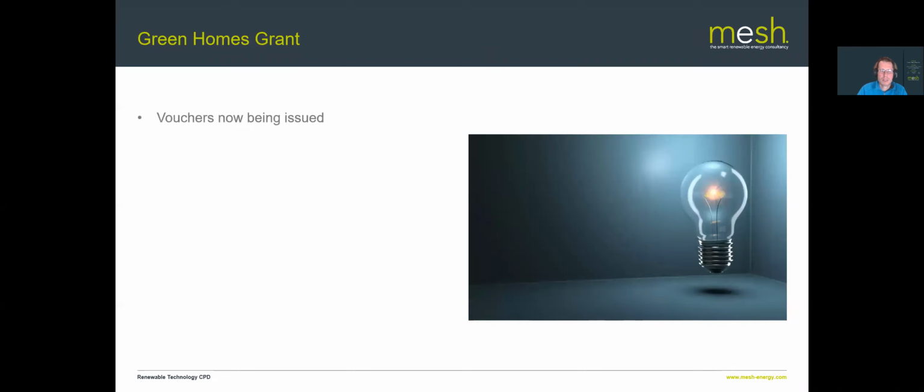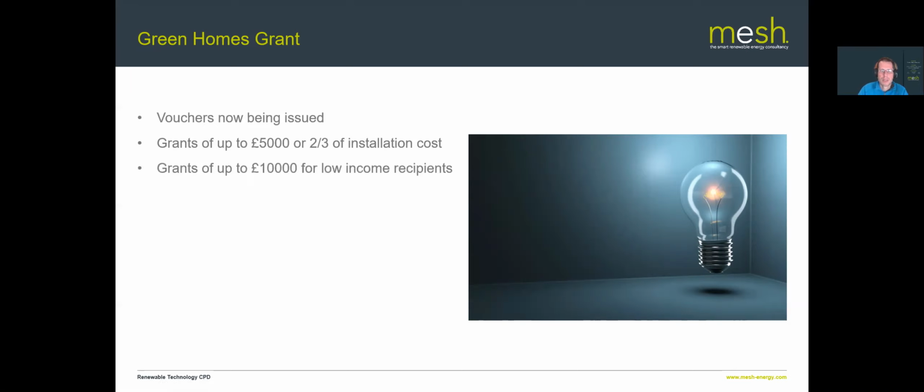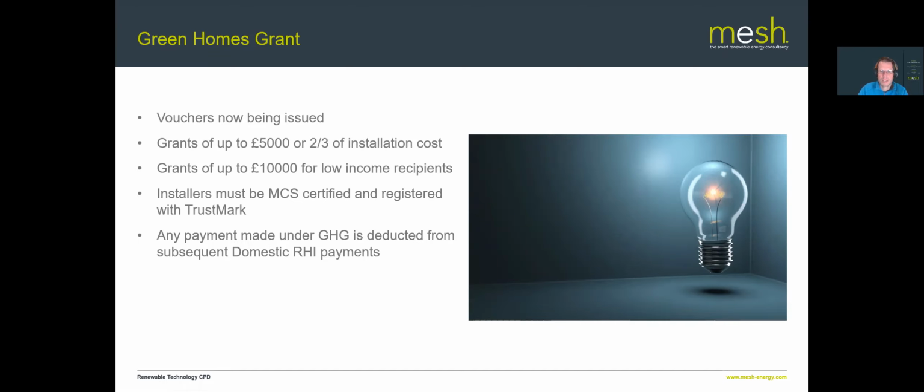So the Green Homes Grant opened in October. But basically, you can get up to £5,000 or 2/3 of the cost of installation on the Green Homes Grant. And then there's, as I said, the low income version, which is up to £10,000 or the entire cost of the installation. Installers must be MCS certified.